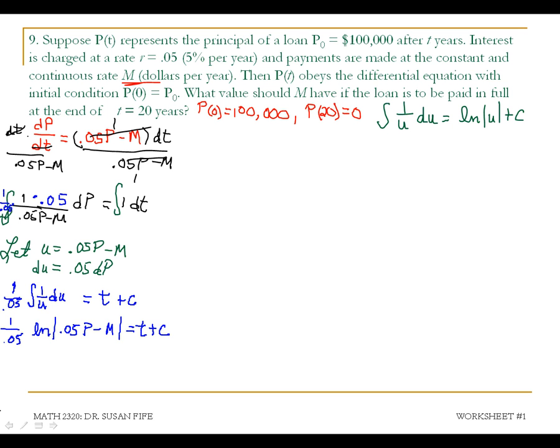However, I want to use the fact that P of 0 is 100,000 and P of 20 equals 0 in order to solve for my constant C, and in order to solve for m, which is really the value I want.